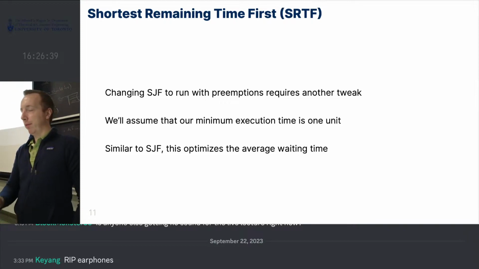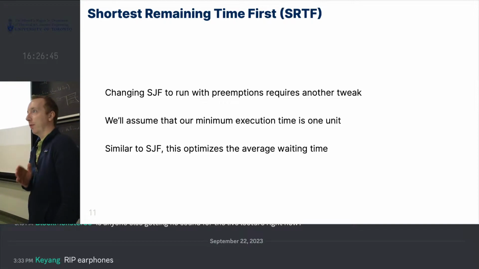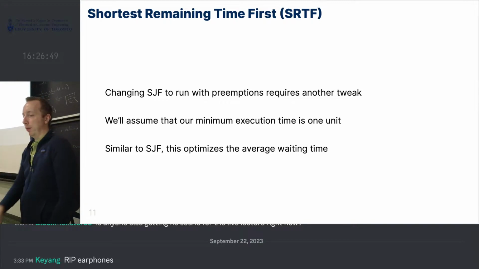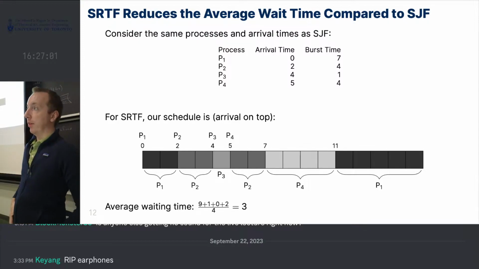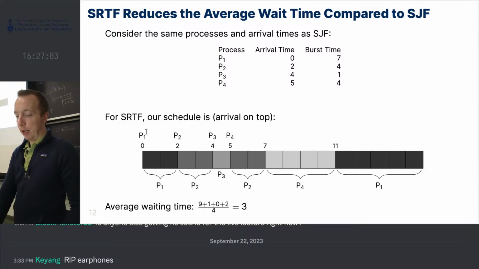So again, for all this, we're just assuming that our execution time is 1 time unit, so we can only interrupt on time unit boundaries just so we don't have to deal with fractions. So this also optimizes the average waiting time, and let's see what that does. With the same processes, our schedule would now look like this.